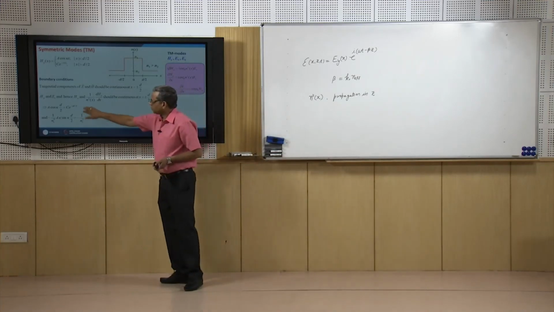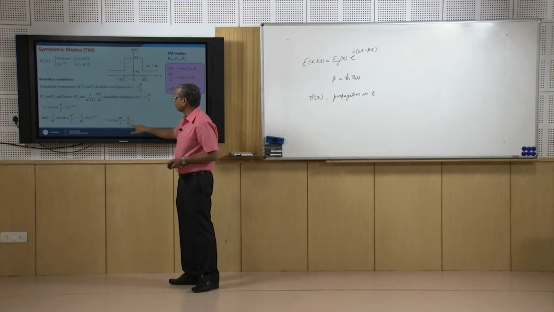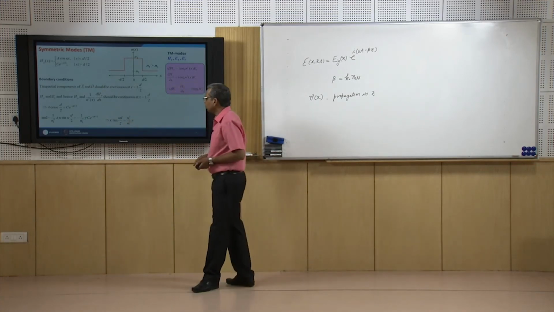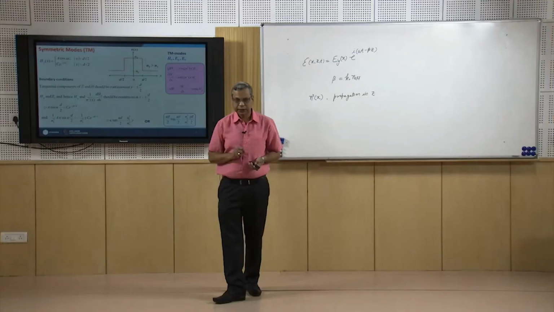If I divide this by this, kappa tan kappa d by 2 is equal to n1 square over n2 square times gamma. By multiplying with d by 2 on both sides, I get kappa d by 2 tan kappa d by 2 is equal to n1 square over n2 square times gamma d by 2. So, this is the transcendental equation. The difference is this factor: I have this factor n1 square over n2 square extra in the case of TM polarization.